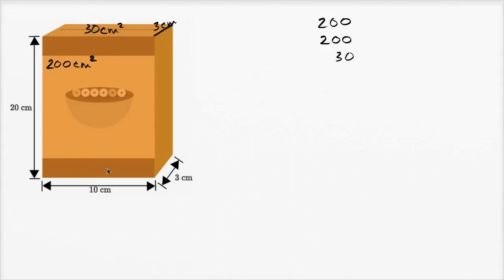Well, the bottom of the box is going to have the exact same area. We just can't see it right now. So that's going to be another 30. And then we have 2 more sides, because this box has 6 sides. We have this side panel that is 20 centimeters tall. We see that the height of the box is 20 centimeters, and 3 centimeters deep.